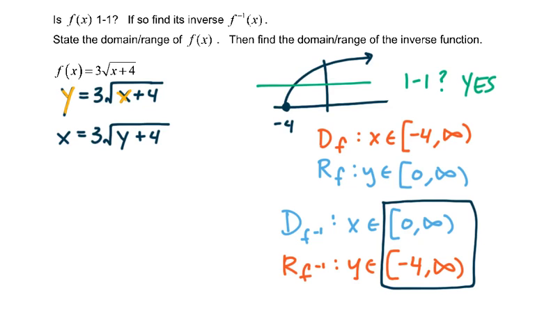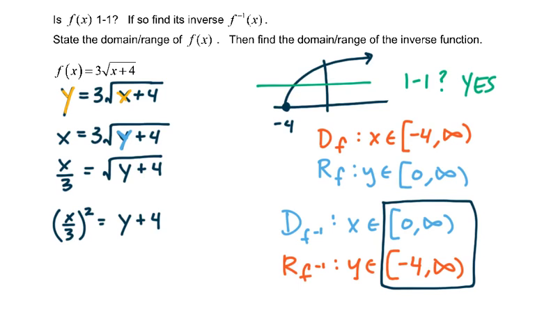So I'm going to run through my steps to isolate my y, because once I have that new y alone, that is going to be my inverse function. So I need to get the 3, the square root, and the 4 away from that. So in doing this, I'm going to divide on both sides by 3, which gives me x over 3 equals the square root of y plus 4. I'll square both sides. X over 3 squared, and squaring the square root cancels it. So I have x over 3 quantity squared equals y plus 4.